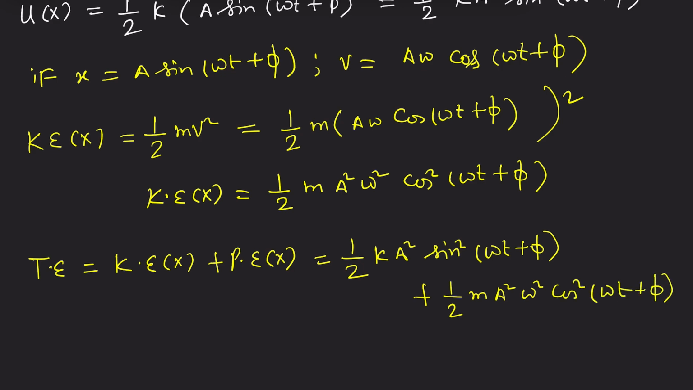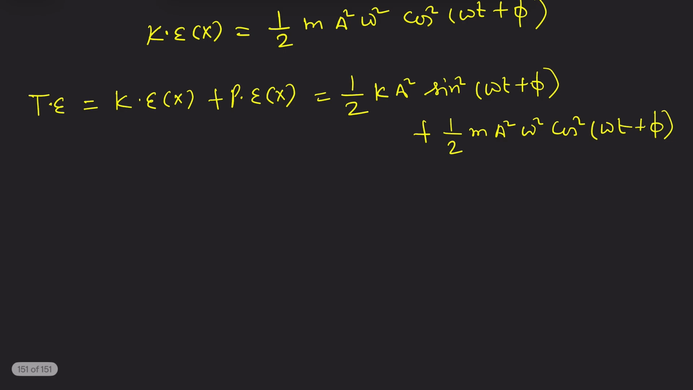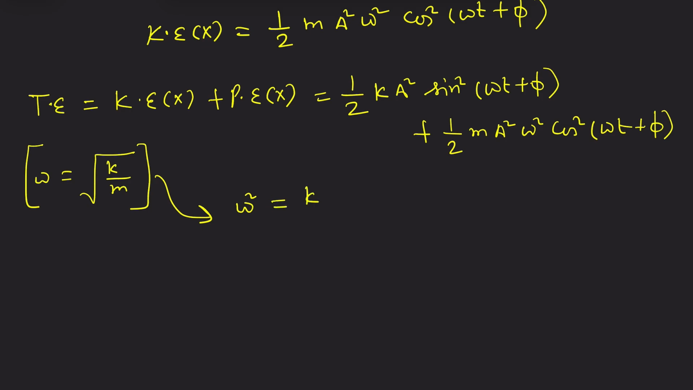Now we know that omega is under root of k by m. This we know, guys, for a general situation, if someone is performing SHM, this is going to be the case. So from there I can say that omega square is equal to k by m. So k I can replace with m omega square.